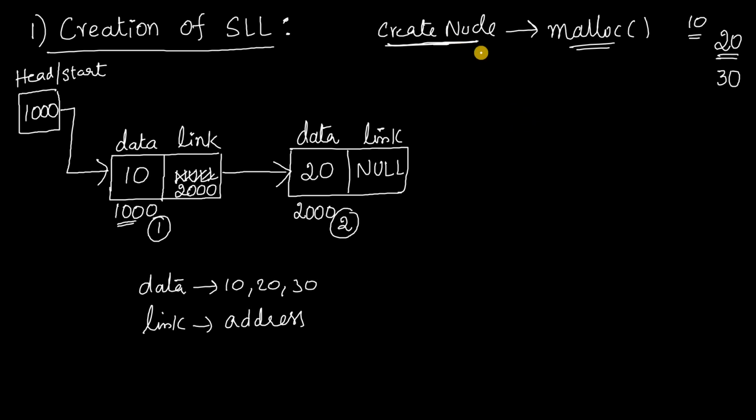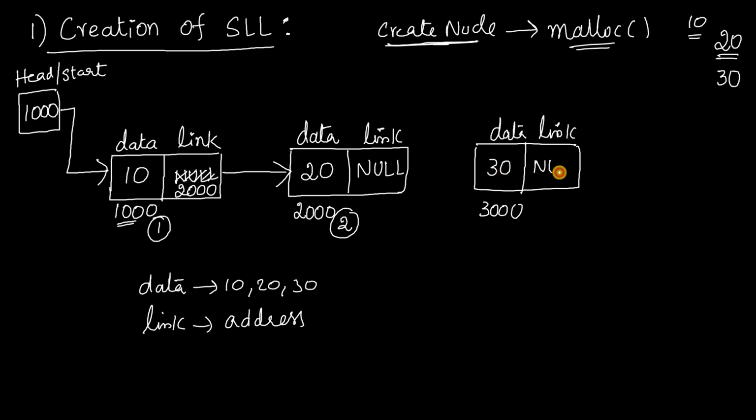Now if I want to add one more element, that is 30, what I have to do? Yes, I have to create another node, third node. Suppose the address of the node is 3000. This is data field and this is the link field, right? First of all, read the data, that is 30, and by default we have the null here.